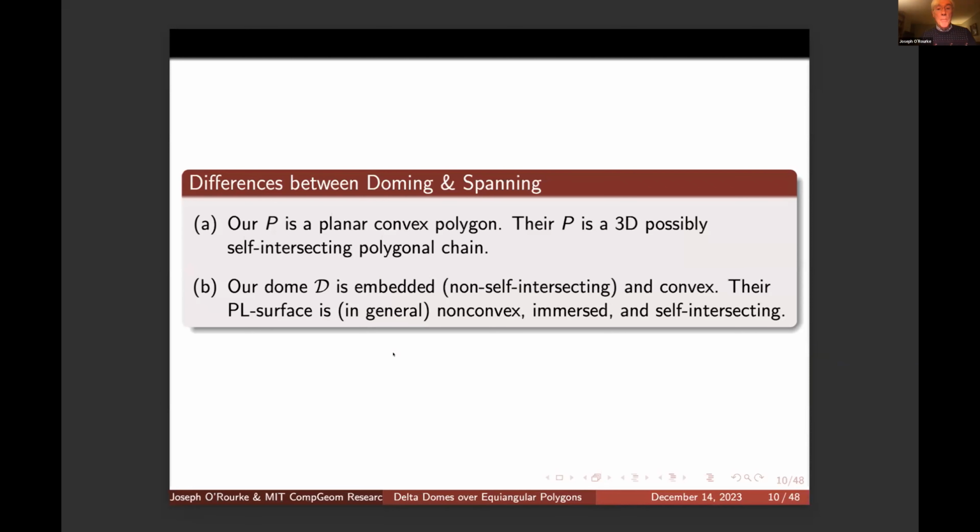Our dome is embedded, which means it's not self-intersecting. And we want them all to be convex. Their domes, or their PL surfaces, piecewise linear surfaces, are in general non-convex, and they're not embedded, but rather immersed, which means that they can be self-intersecting. So their work takes off in a rather different direction, and we changed their work, so to speak, into P being a planar convex polygon, the dome being non-self-intersecting and convex.